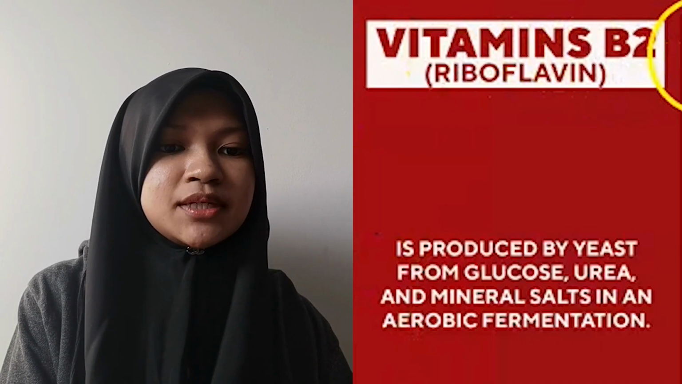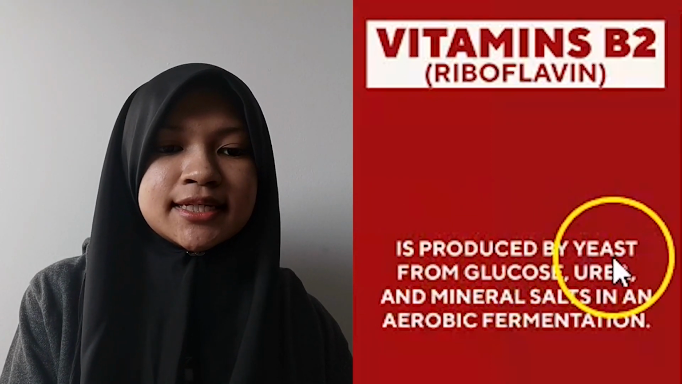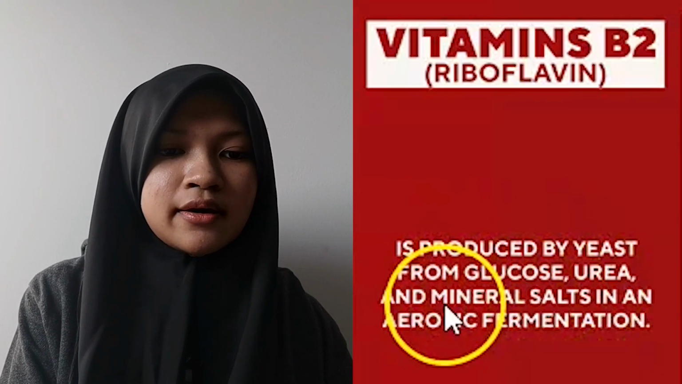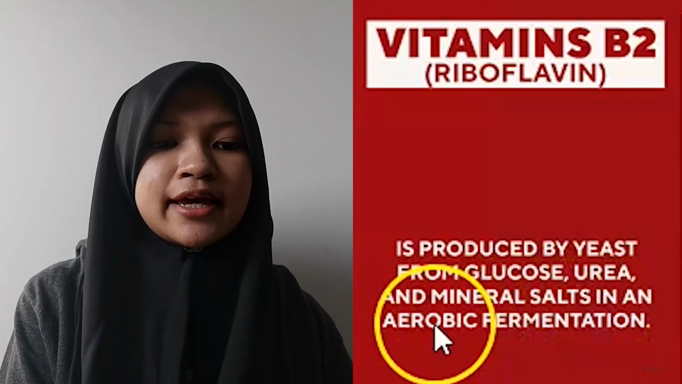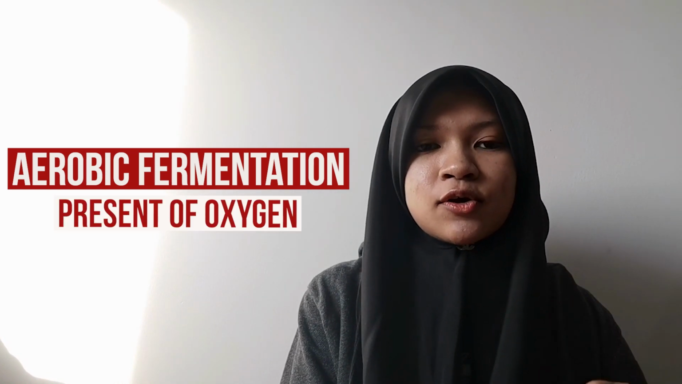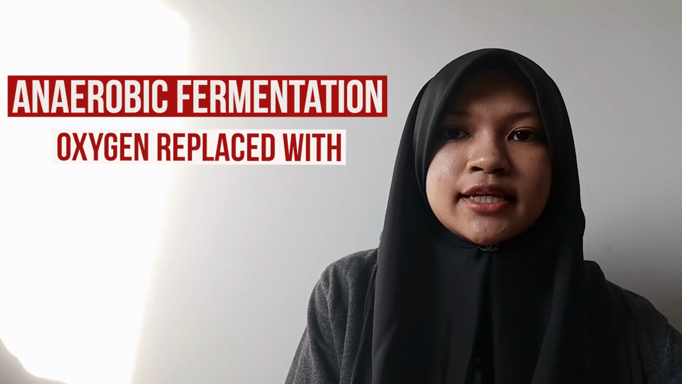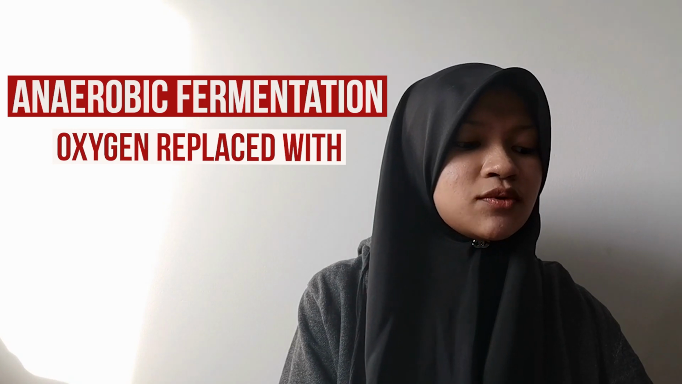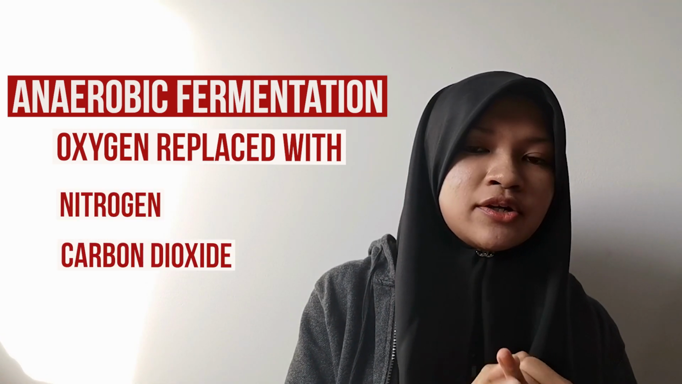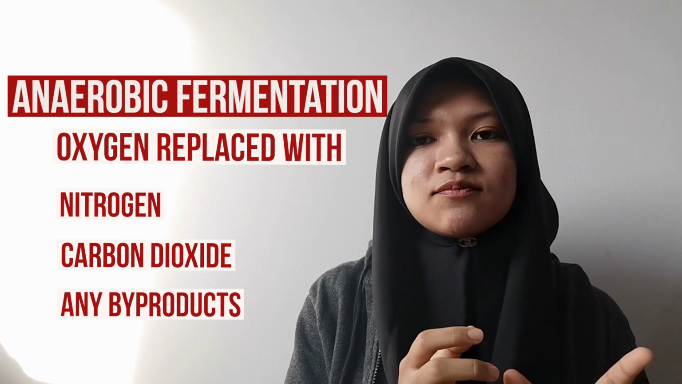For vitamin B2, riboflavin. This vitamin is produced by yeast from glucose, urea, and mineral salts in an aerobic fermentation. Aerobic fermentation means that the fermentation is undergone in the presence of oxygen. If it is anaerobic fermentation, the oxygen is discharged and is replaced with either nitrogen, carbon dioxide, or any byproduct of the fermentation process itself.